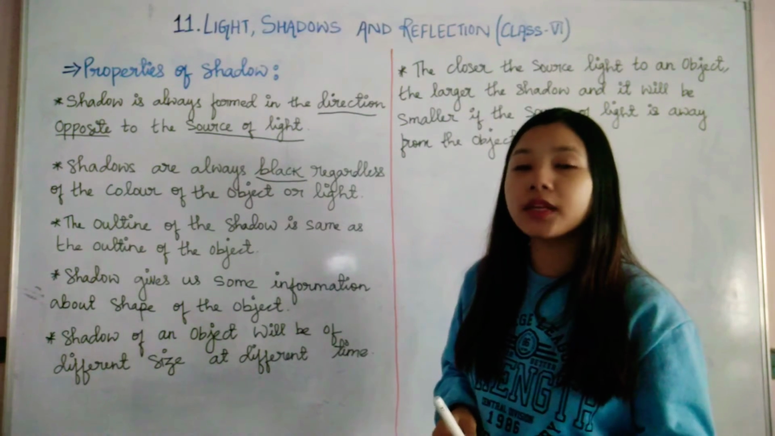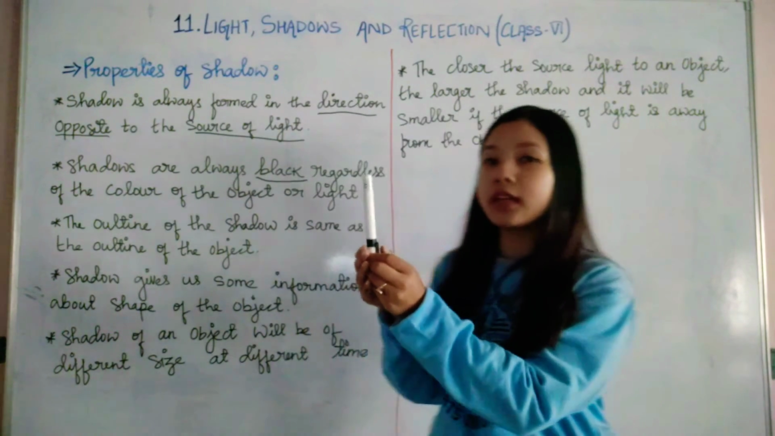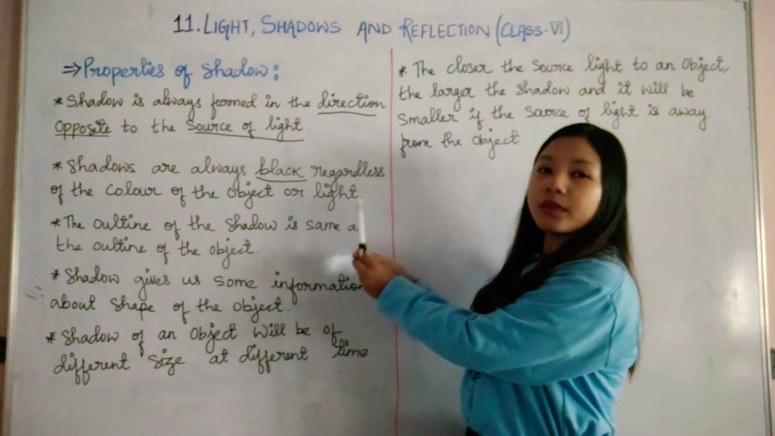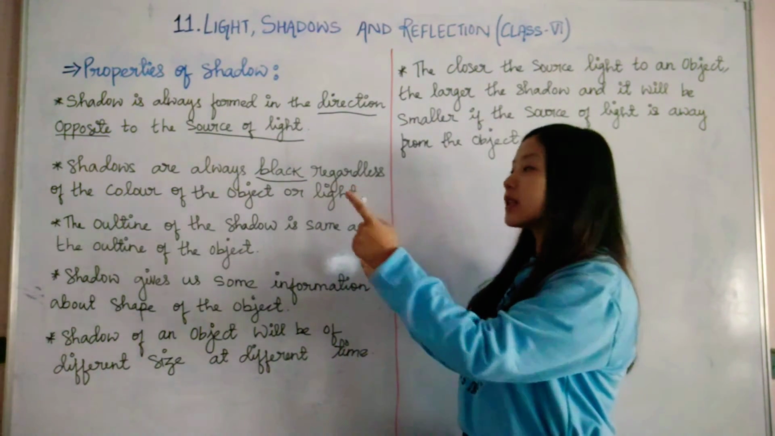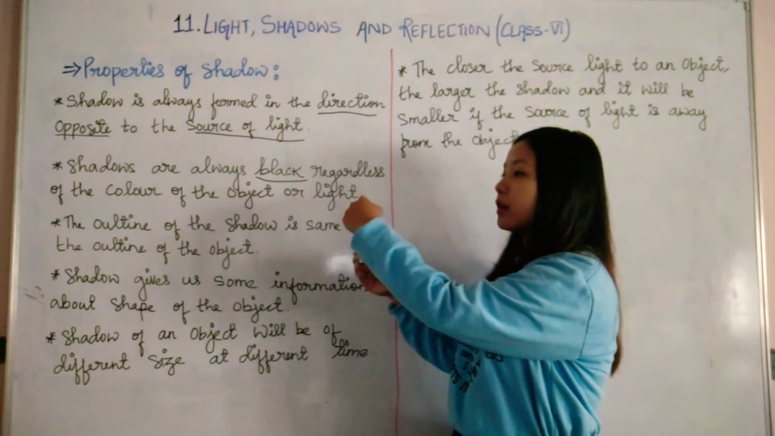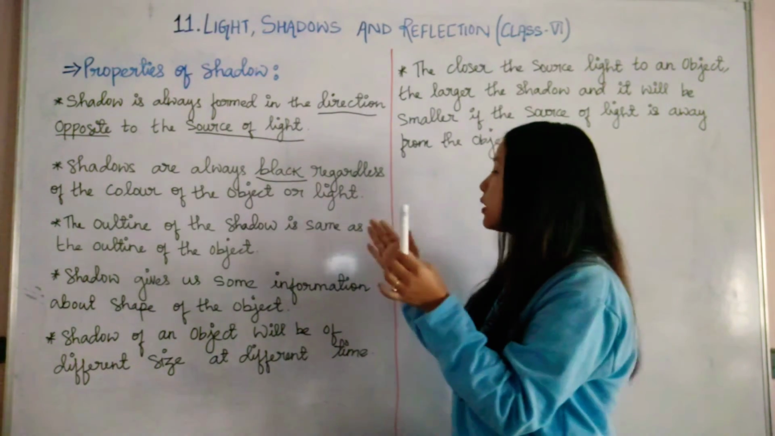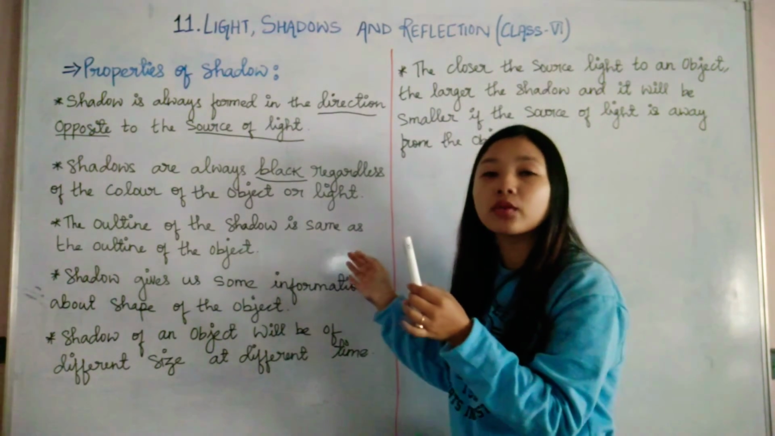Here, what does it mean? The outline of the object. Let's say this is one object I have and I will hold it here. Light is coming here. What is it? Its outline, this outer part. This shape, outer line is the outline, and the shadow will have the same outline.